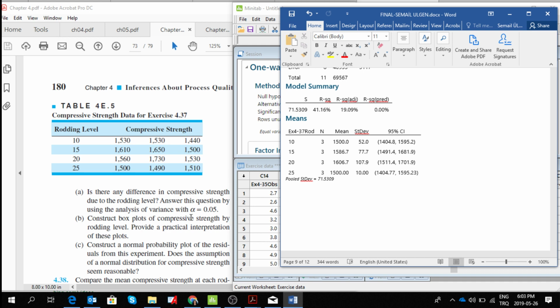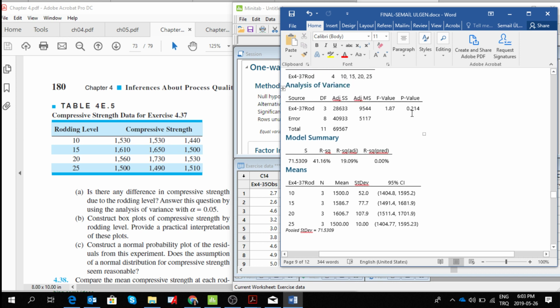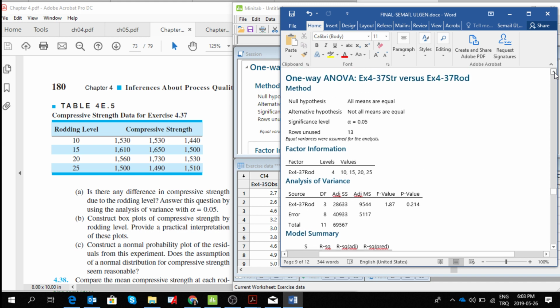Is there any difference in compressive strength due to the routing level? For this, we go to the p-value. You see the p-value is much bigger than alpha 0.005, so we fail to reject the null hypothesis, which was that all means are equal. So our result is that all means are equal, which means there is no difference in compressive strength due to the routing level. That's our answer to part A.